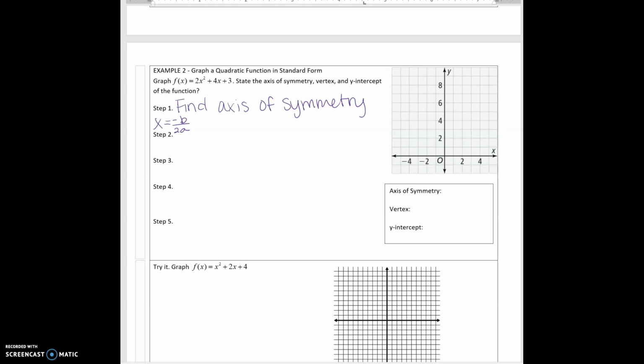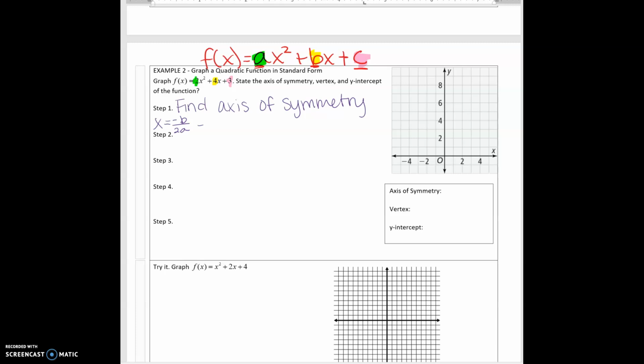So in quadratics, one thing to note is that in standard form, it's ax squared plus bx plus c. And so it's this number in front that we're looking at to get here. So your b value would be 4 in this case. Your a value would be 2. And then your c value would be 3.